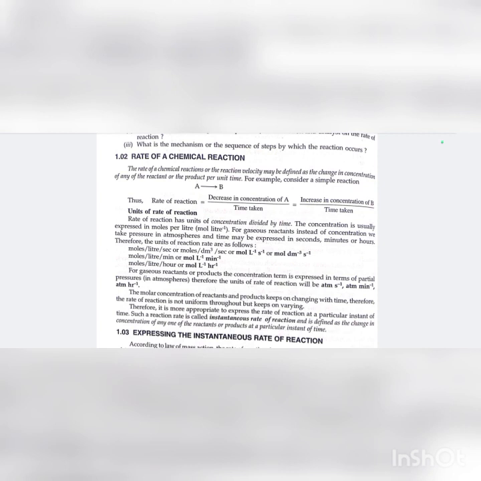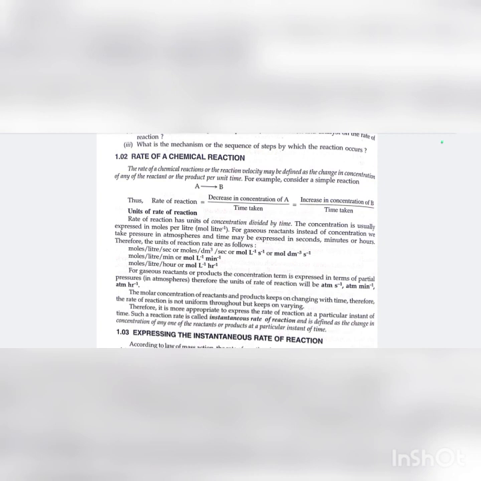Units of rate of reaction. Rate of reaction has units of concentration divided by time. The concentration is usually expressed in moles per liter. For gaseous reactants, instead of concentration, we take pressure in atmosphere, and time may be expressed in seconds, minutes or hours. Therefore, the units of the reaction rate are as follows: mole per liter per second, mole dm^-3 per second, mole per liter per minute, mole per liter per hour.